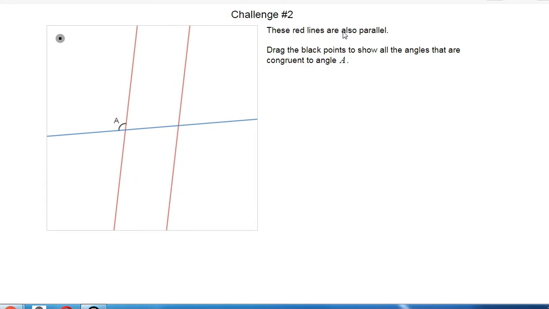Okay, it says the red lines are also parallel. Drag the black point to show all the angles that are congruent. So there's one, and there's one. Those are all the same measure. Here are the same lines from the previous screen. So we want to drag them. Now they're all congruent. So across from it, again, same position and same position.